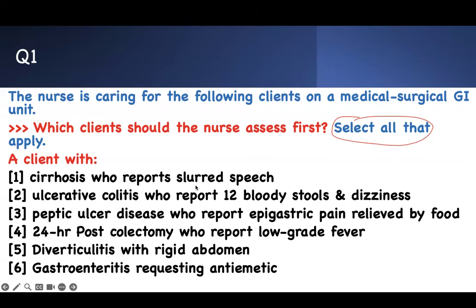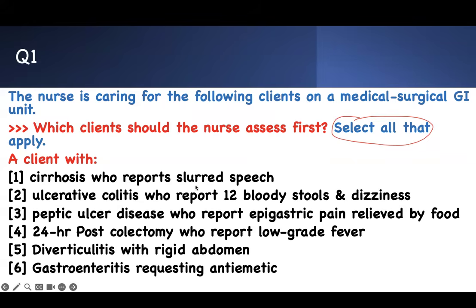Peptic ulcer disease, who reports what? Epigastric pain that is relieved by what? Food. You've divided the question into two, and you look at the first term and you see what is happening. You ask yourself, and so what? 24-hour post-colectomy, and so what? Who reports what? Low-grade fever. You have to be sharp. Diverticulitis, and so what? With rigid abdomen, right? You have to be sharp. Gastroenteritis, requesting what? Antiemetic. Should you worry about it?